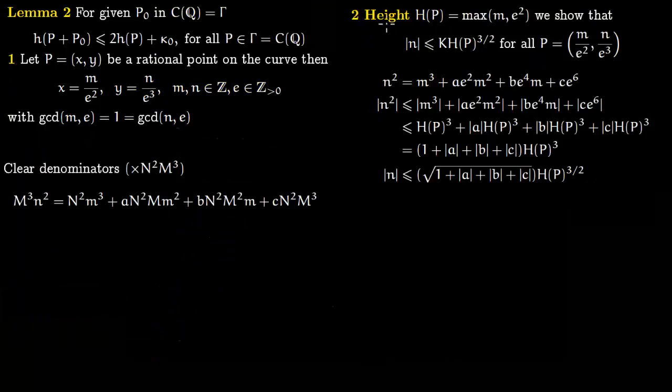So now we prove that this height of the point, which is obviously max of |m|, e square, that is the height of the point on the curve, is always bounded. You talk about the height of the first point here. So we show that this n is also bounded. This is k h^(3/2) for all points x and y on the curve, where x is given like this and y is n over e cube.